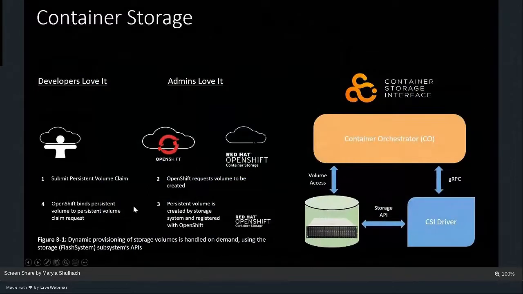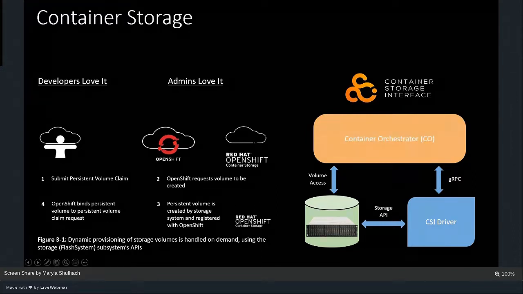And here I wanted to kind of take you by the hand and provide you with step-by-step information on how we provision this container storage. So the first thing that you would do is submit a persistent volume claim, and then OpenShift will bind this persistent volume claim to a persistent volume. And then it will request the storage to create a volume. And after this request has been created, the persistent volume will be created on the storage system and will be registered with OpenShift and presented to your application. So it is quite simple.